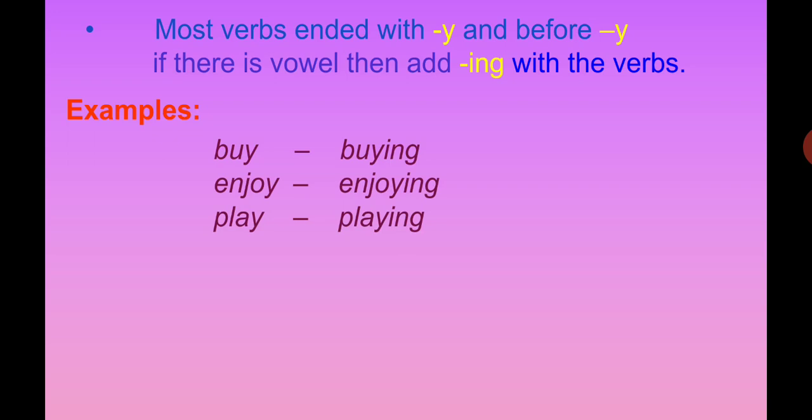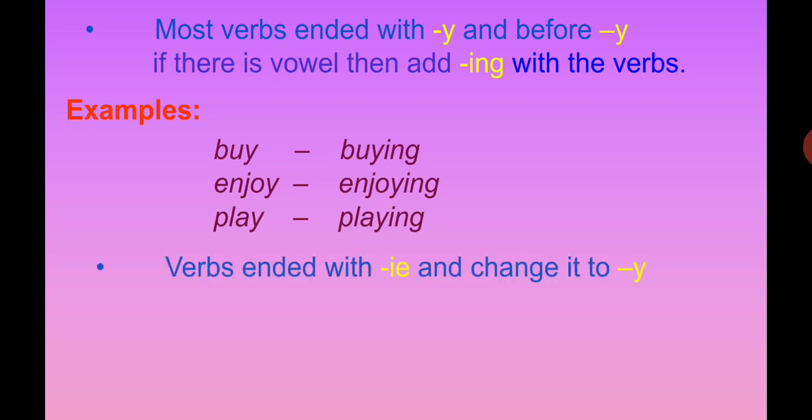Then it will be the present continuous form of the verb. Buy, buying. Enjoy, enjoying. Play, playing. These are the examples of this type of verb that ends with Y. Let's move on. Verbs ended with IE, and then what can we do? We will change IE to Y and then add ing to make them in a present continuous tense. Let's see the example and understand.